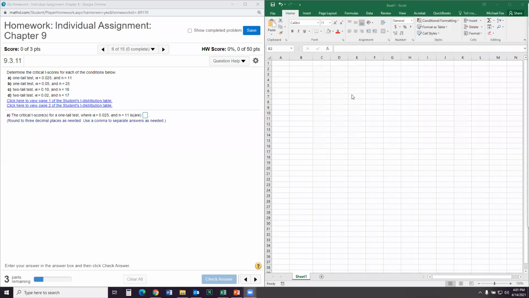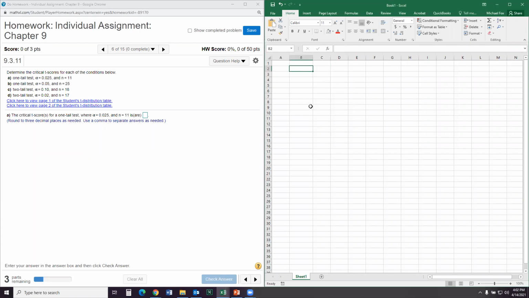All right, here's problem 6 from chapter 9. They want us to determine the critical t-scores for, well, all of this data. So we've got a couple things. A couple of them are one-tailed, the other ones are two-tailed. We have an alpha, and then we have an n, or a sample size.